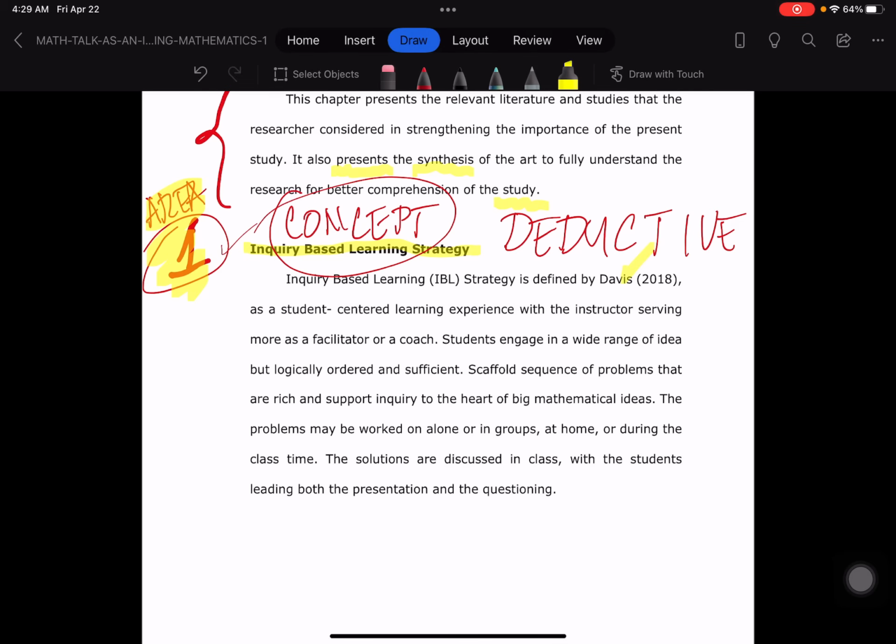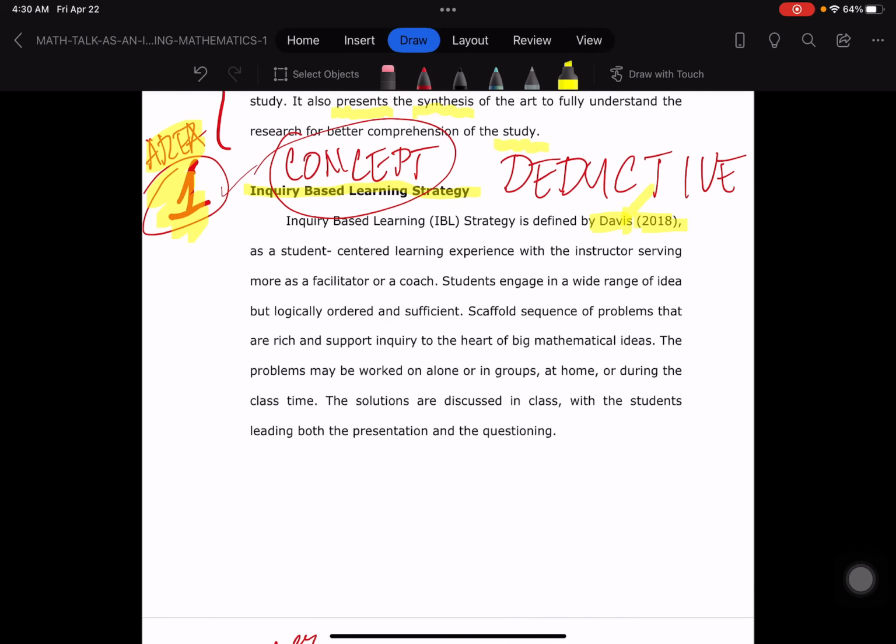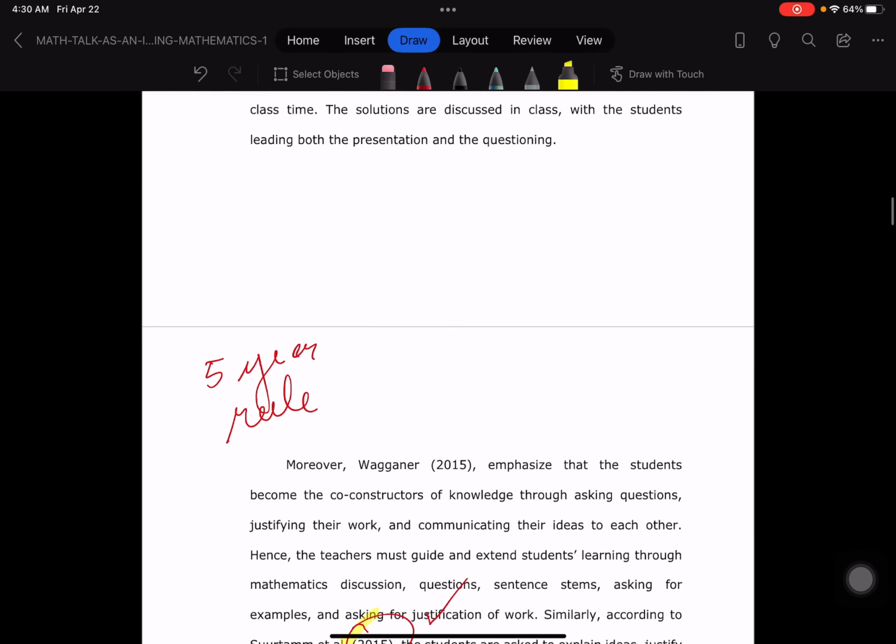So this is the concept that the researcher will use in order to support the strategy that the researcher is trying to use in their study. So their concept is inquiry-based learning. So they started with the concept. So what is inquiry-based learning? And this is done by citing it from this particular author, Davis, 2018, and so on and so forth. So from this particular discussion, presenting the concept, we move on to the next part.